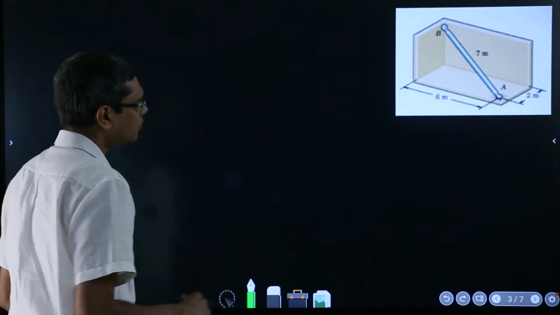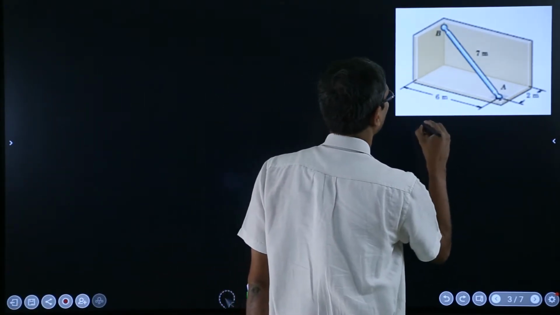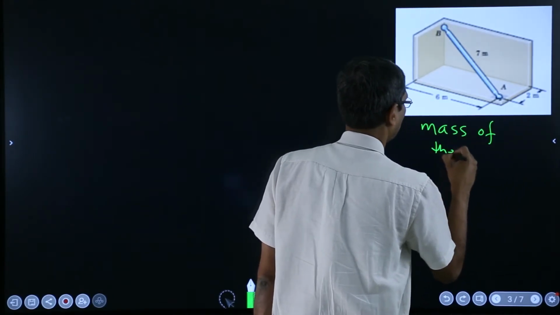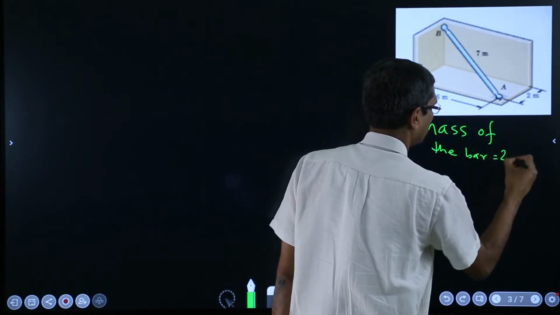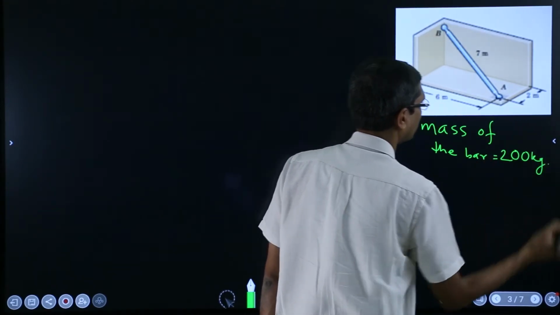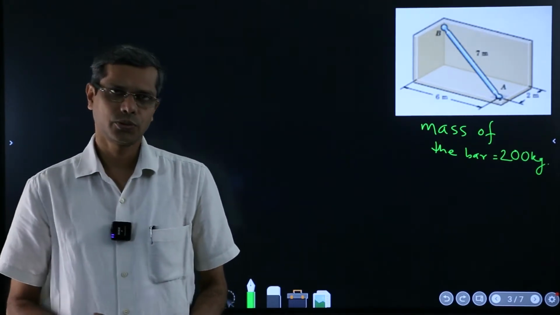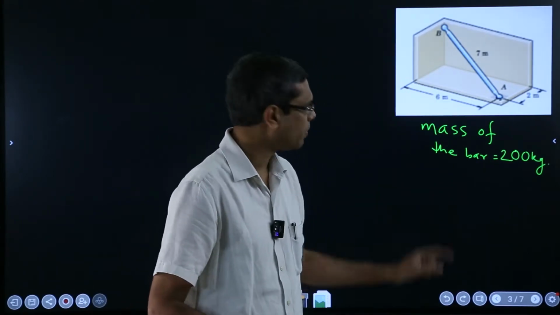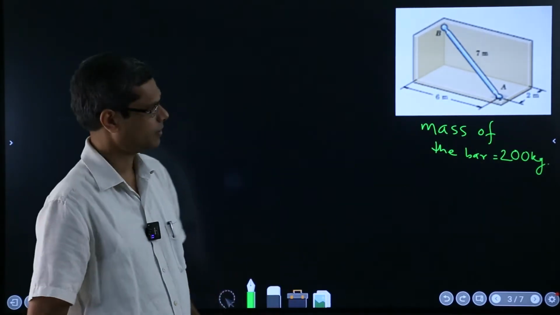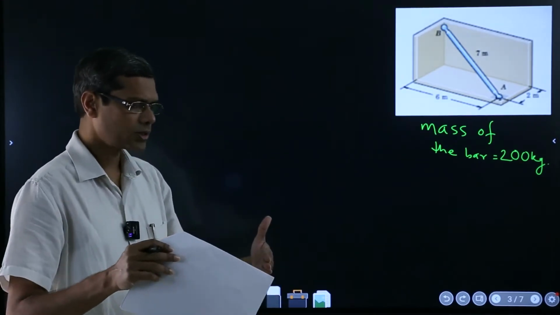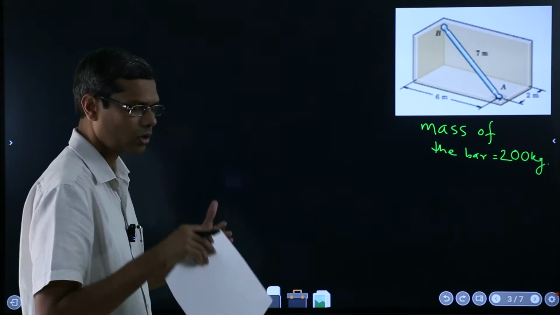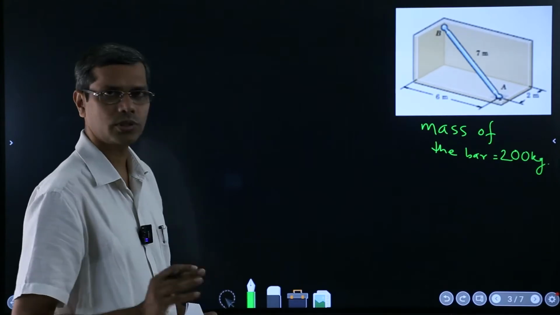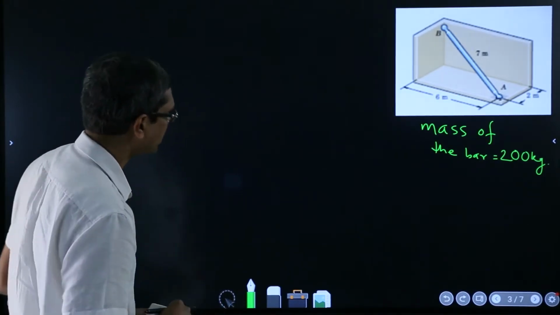Okay, and the mass of the bar is 200 kgs. And the problem asks you to find out the reactions from both these walls plus the reactions at the socket. That means how the walls are reacting to the mass being supported there, and how the floor is reacting. Those are the things which need to be determined.